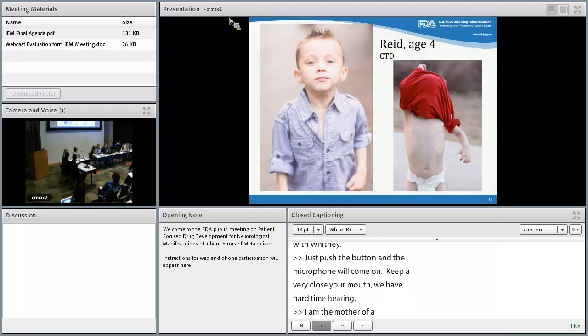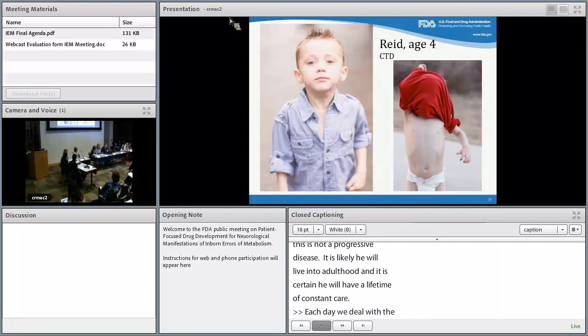Yeah, so I'm the mother of a 4-year-old child with CTD. My son Reed has developmental and language delays, retardation, and epilepsy. The disease directly impacts Reed's brain function, but it's not a progressive disease. So it's likely that Reed will live into adulthood, and it's certain he's going to have a lifetime of constant care.